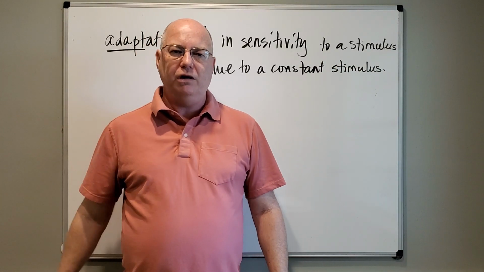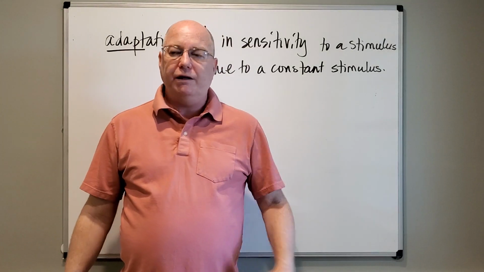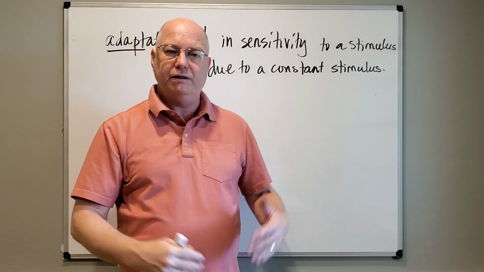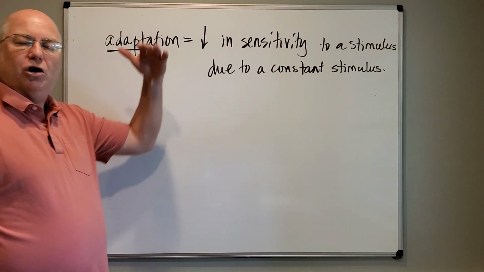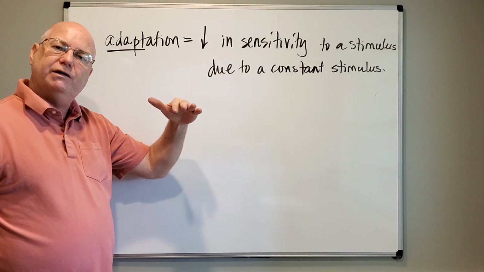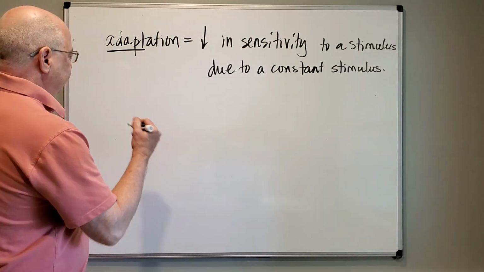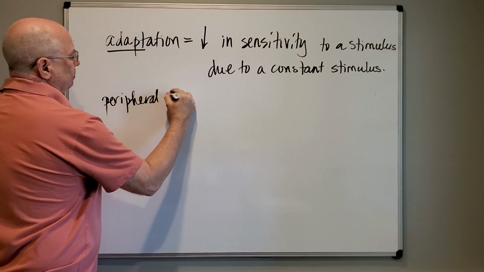Like when you put cologne on, you smell it at first. But then after a while, you can't smell it. Everyone else can, so don't put any more on. But some people keep putting it on every 10 minutes and flies can't even survive around them. But anyway, that's adaptation, our decreased sensitivity to a stimulus if the stimulus is constantly around. And there's two types of adaptation that we can talk about. One is called peripheral adaptation.